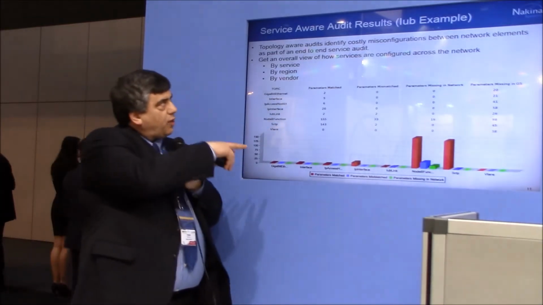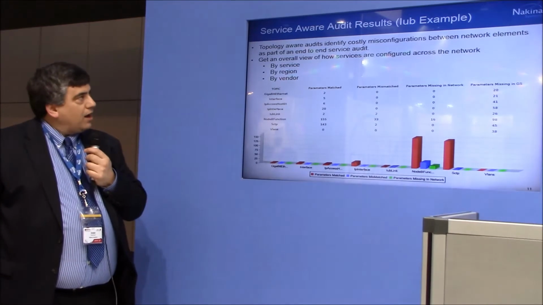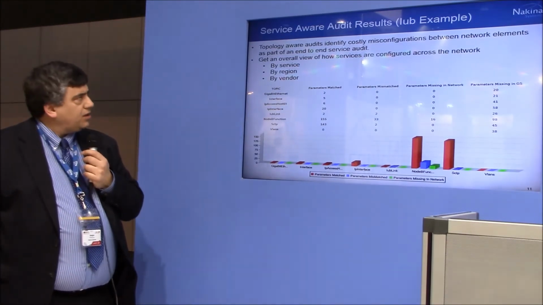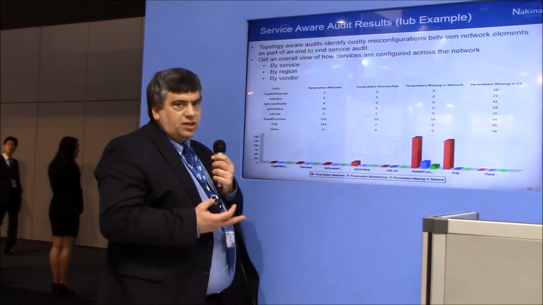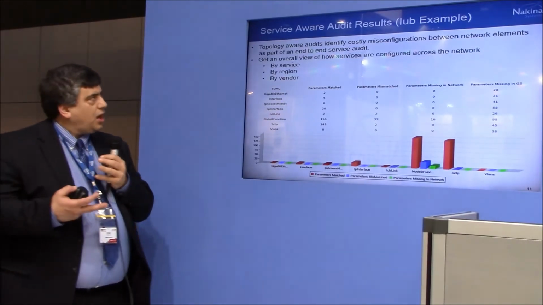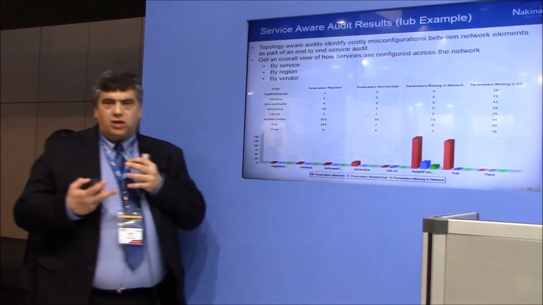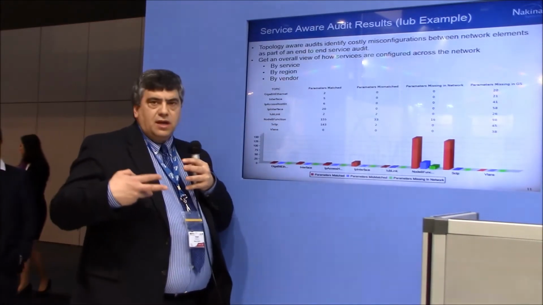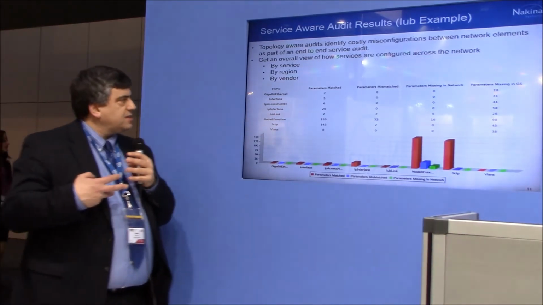Furthermore, we could actually break down some of the audit results and look at things like where problems are in the network by service, by region, by vendor. And having that ability to look at topology is very key. A lot of misconfigurations are caused between adjacent network elements, and having that topology knowledge gives us the ability to look at both sides of an interface to determine if there's actually configuration errors between those interfaces.